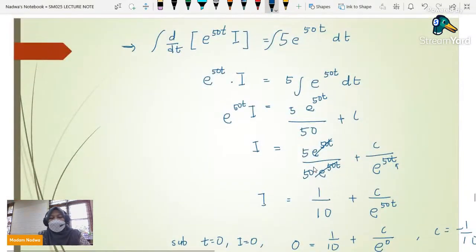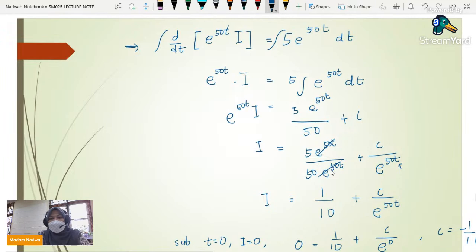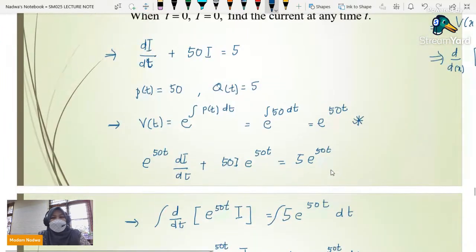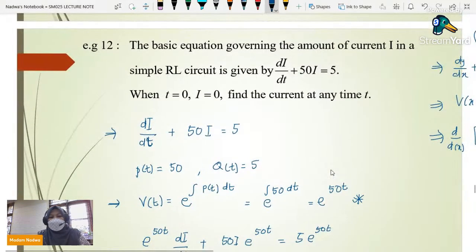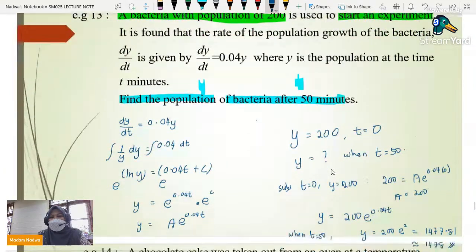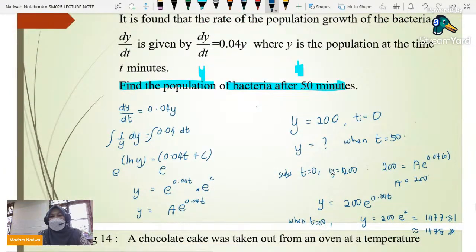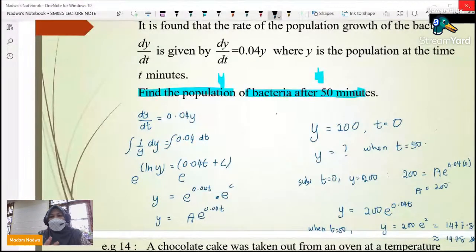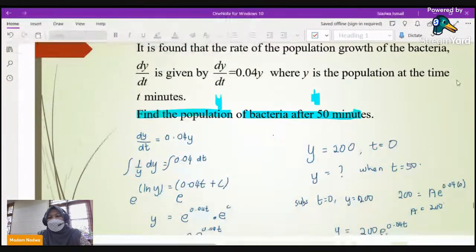So these two applications are enough for this morning. I hope that you get the idea of doing application questions for differential equations. As you can see, we have done two types of application. The current example is about using the integrating factor, and the population of bacteria is about using separable variables. Those two examples are enough for you to comprehend first. If you have any problem, just let me know.